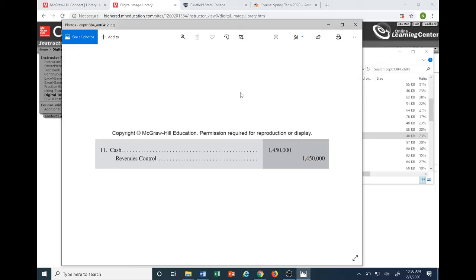Okay, the next item deals with other revenues: revenues from licenses and permits, fines and forfeits, intergovernmental revenue, charges for services, and other sources not susceptible to accrual or recognized on a cash basis. It says collections for the year are 1.45 million. So obviously we just credit revenues control, right? Because, like I said, it's recognized on the cash basis.